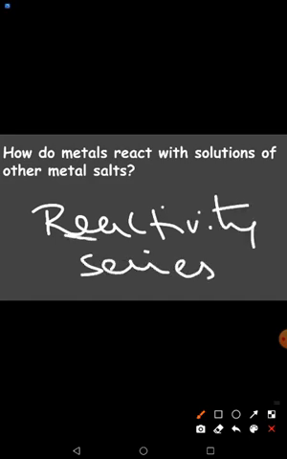Okay. So in today's session, we have learned that a more reactive metal displaces a less reactive metal from its salt solution. And we have learned a few metals, like the comparison between zinc and copper. Zinc is more reactive than copper, and we also learned that silver is less reactive when compared to copper, right? So how these elements are arranged in the reactivity series, that we will learn in the upcoming session.